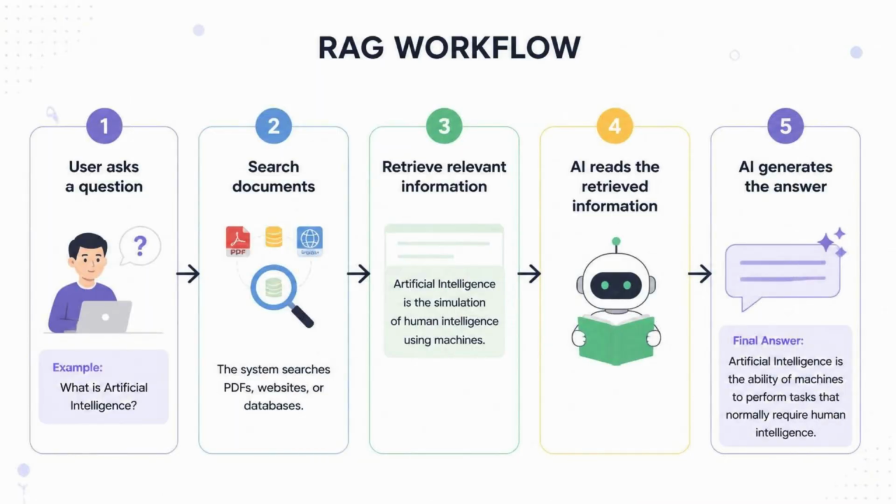Let's see how it works. When a user asks a question, the query is converted into an embedding, a numerical representation of the text. It is compared with embeddings stored in a vector database to find the most relevant documents. The retrieved information is combined with the user's question and sent to the language model, which generates a context-aware answer.